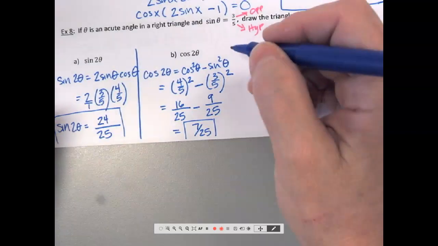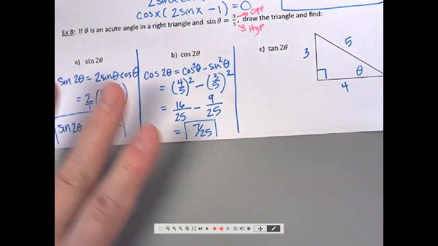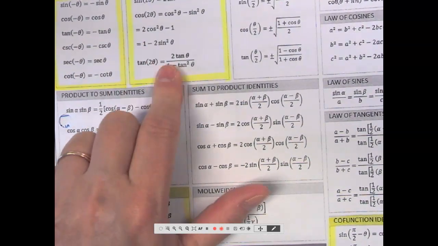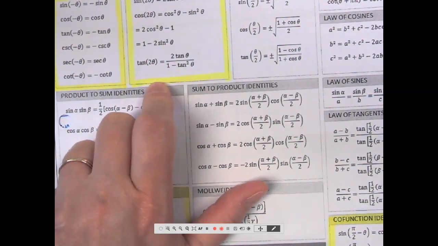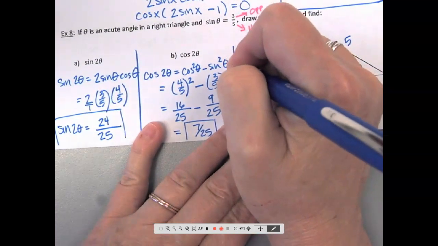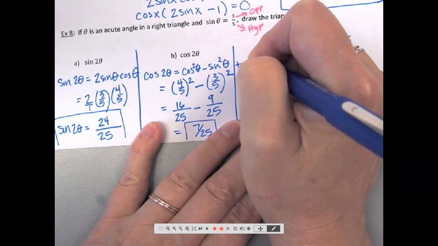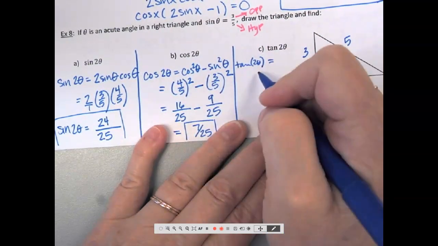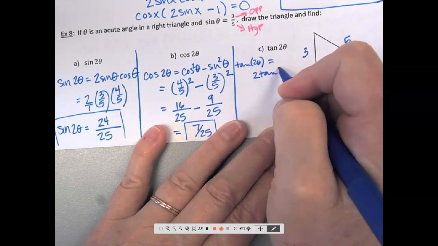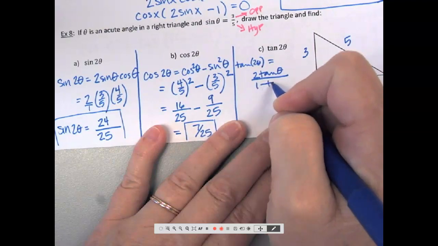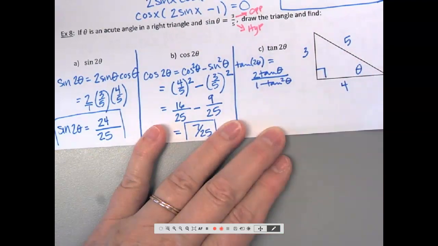All right, so let's look at tangent 2 theta. Tangent's always more complicated, isn't it? Tangent 2 theta is 2 tangent theta over 1 minus tangent squared theta.